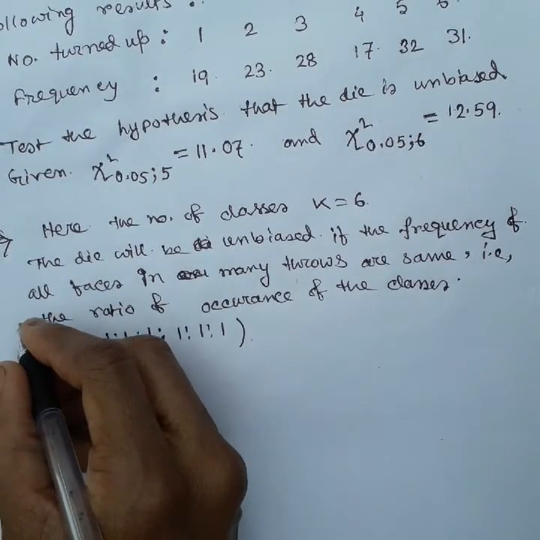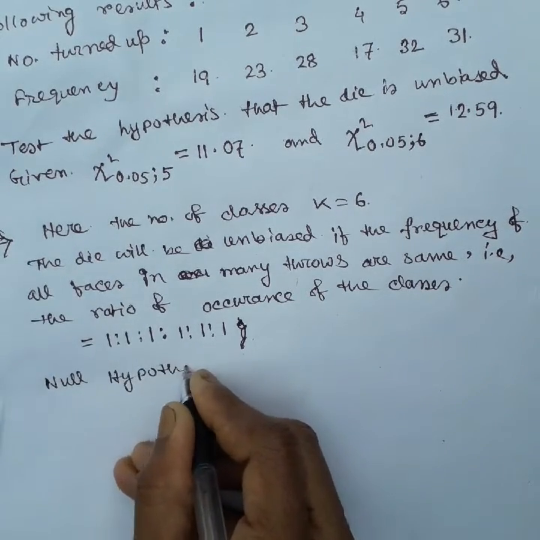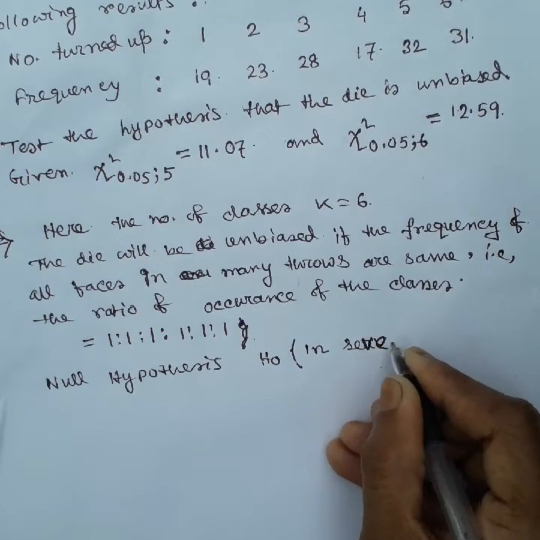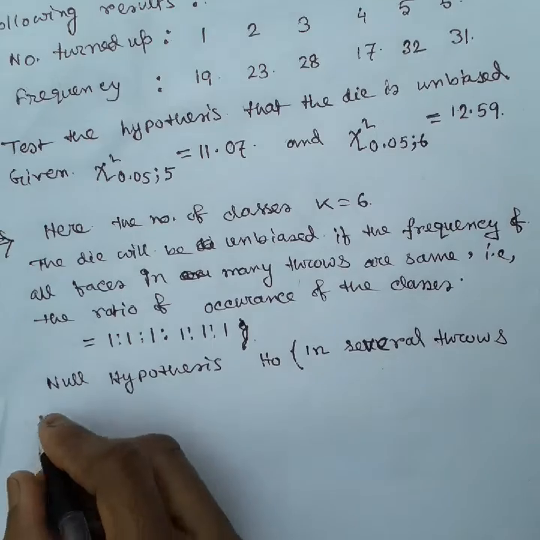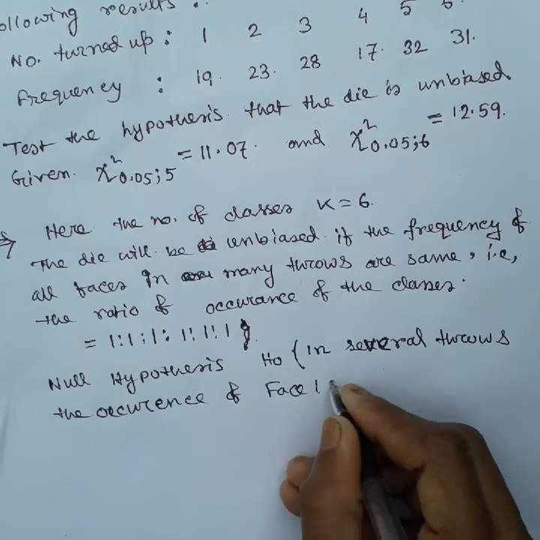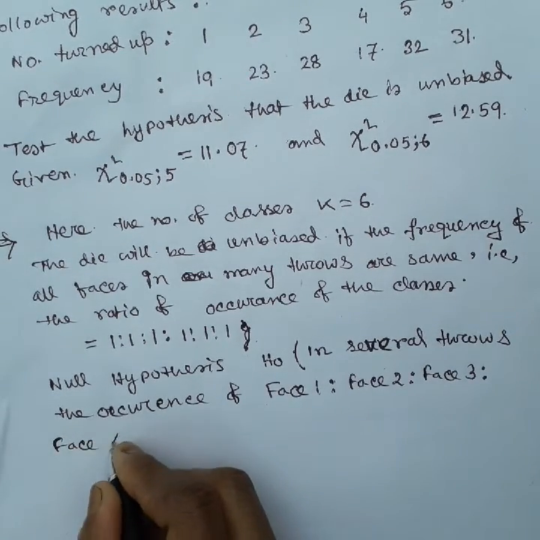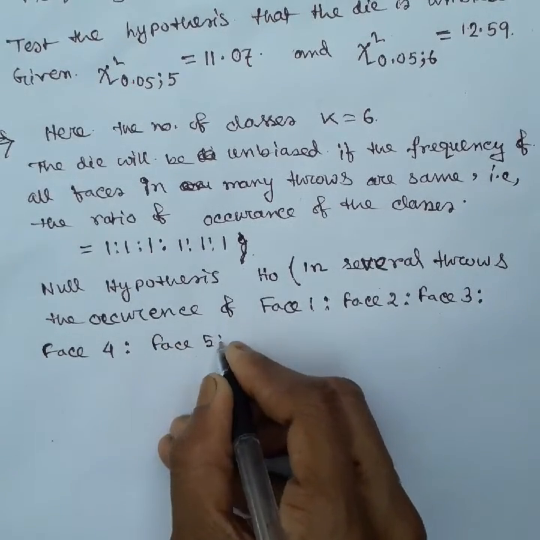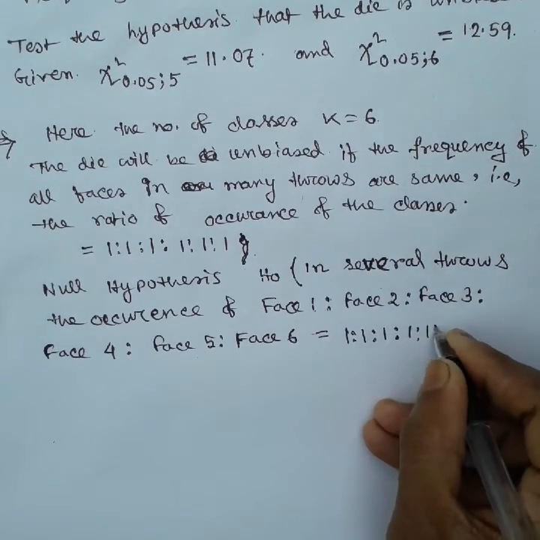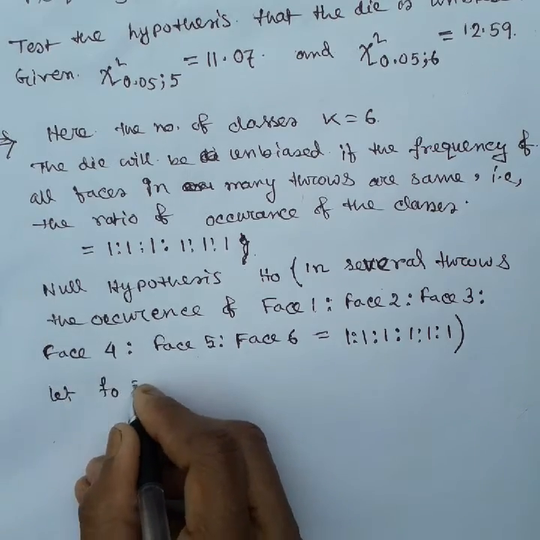Okay, so the null hypothesis H0: in several throws, the occurrence of face 1 is to face 2 is to face 3 is to face 4 is to face 5 is to face 6 is equal to 1 is to 1 is to 1 is to 1 is to 1 is to 1. Okay, so this is our null hypothesis.